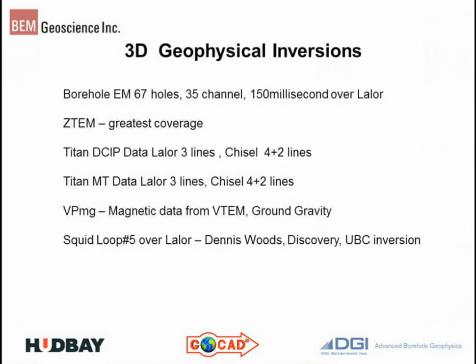So the 3D geophysical inversions that were brought into this multidisciplinary model were the 3D borehole inversion, ZTEM inversion, DCIP inversion over Chisel and over Lalor, MT inversion over Chisel and Lalor, and there was a VPmg constrained magnetic inversion and constrained gravity inversion for the basin. And then there was a SQUID inversion that was done by UBC.